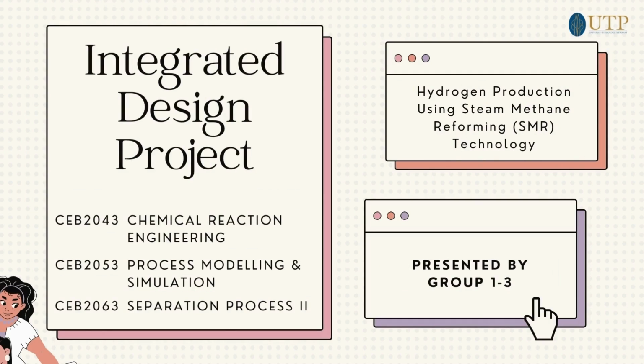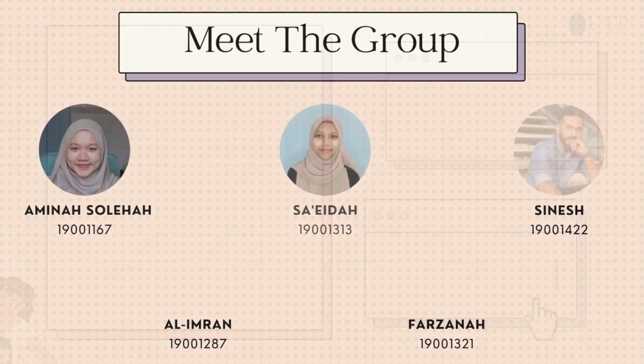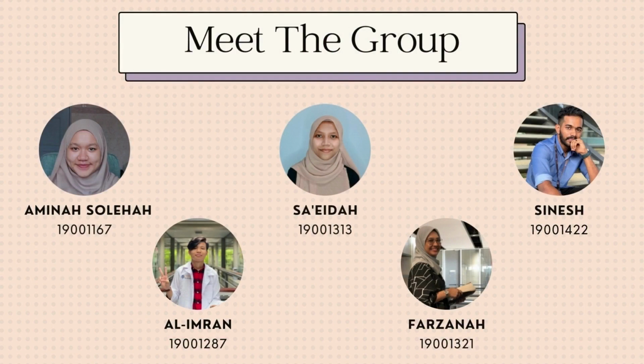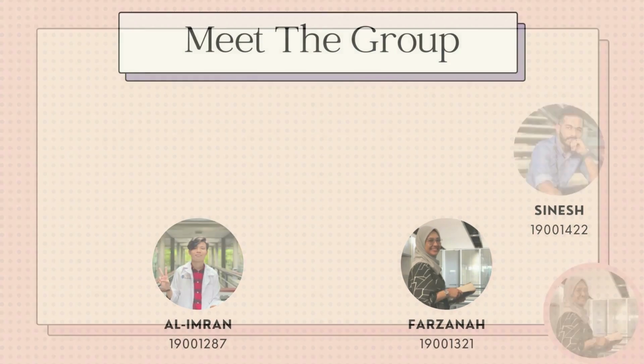We'll be presenting an integrated design project entitled Hydrogen Production using Steam Methane Reforming Technology. Our group consists of 6 members, which are Aminah, Solehah, Al-Imran, Saidah, Farzanah and also Sinesh.